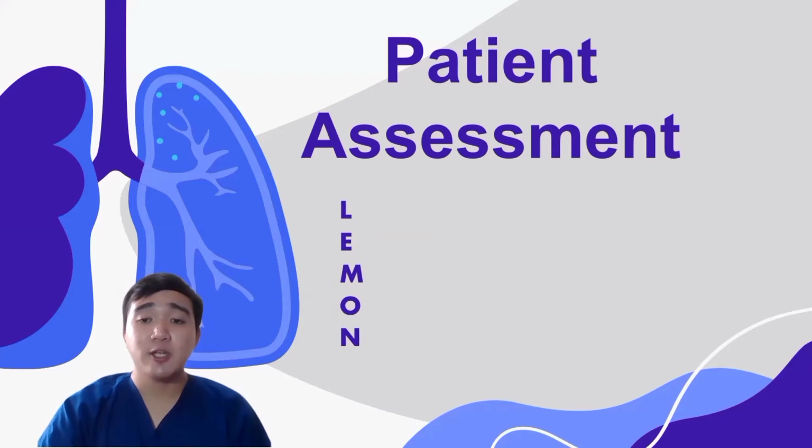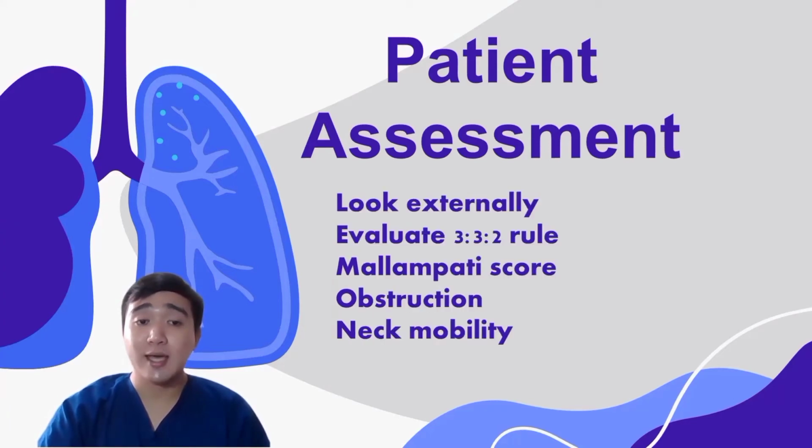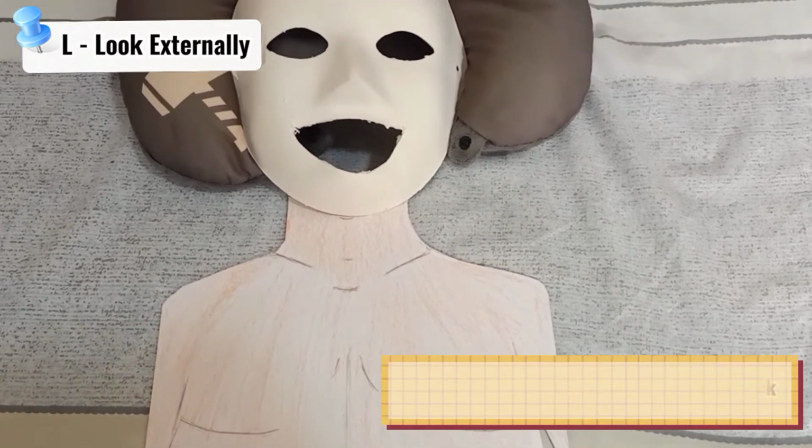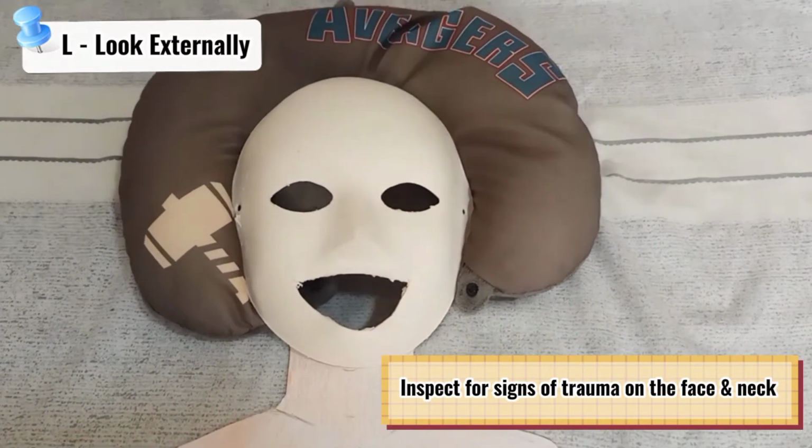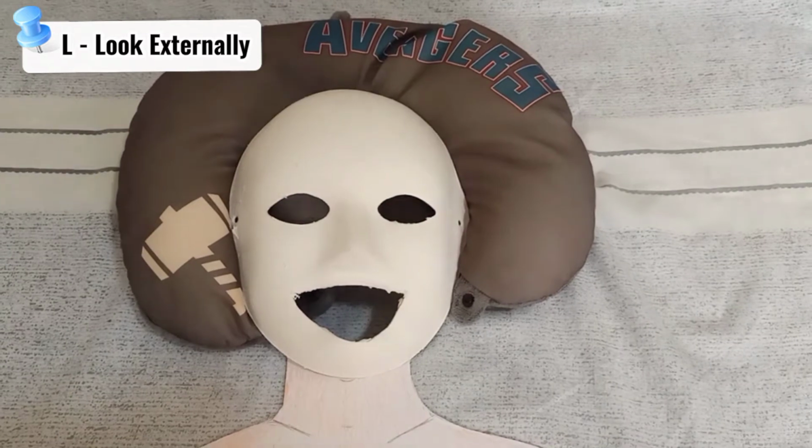And also prior to intubation, we must assess the patient's airway for possible difficult intubation using the mnemonic LEMON. L stands for look externally, E stands for evaluate the 3-3-2 rule, M for the Mallampati score, O for the assessment of any obstruction, and N is for the assessment of the neck mobility. Look externally and inspect for signs of trauma on the face and neck and other abnormal anatomical structures that can make the intubation difficult.